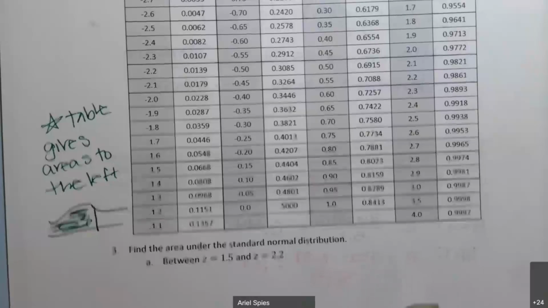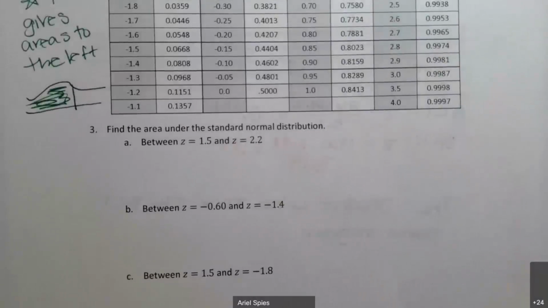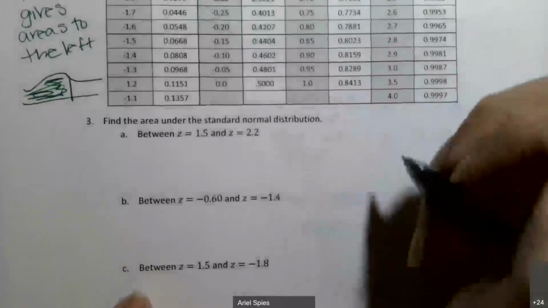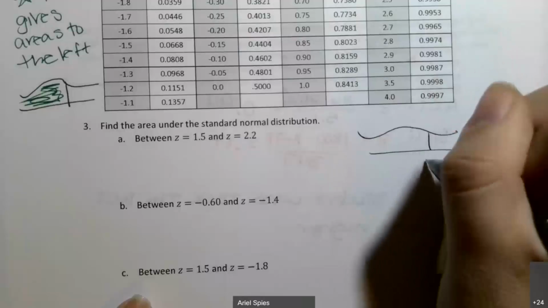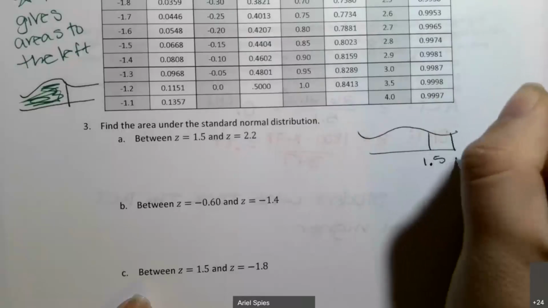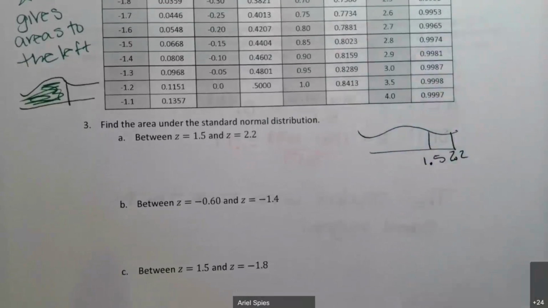Okay. So what number 3 wants me to do is find the area under the standard normal distribution between the given data points for A, B, and C. It's asking between 1.5 and 2.2. So before I even look at how to find that, if I know my chart is giving me data values to the left, say this is 1.5 and this is 2.2.